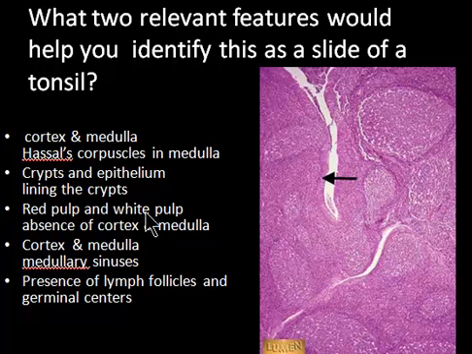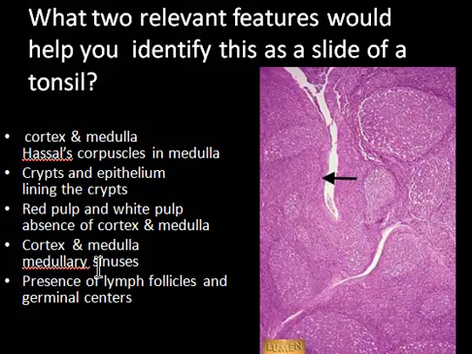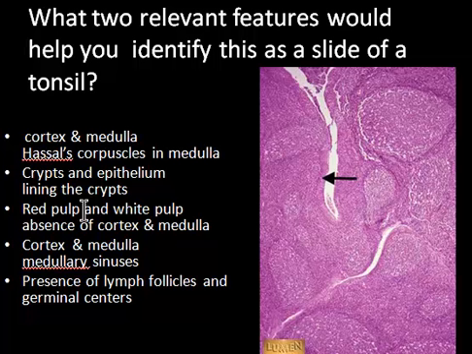Red pulp and white pulp is something that is seen in the spleen. So this is very typical of the spleen. And just to show you the spleen, here is an image of the spleen where you can see this red pulp and white pulp, and you can see that it has a very typical red and blue appearance. No, you cannot see any crypts, any epithelium lining it. So therefore, this is not the answer which would identify it as the tonsil.